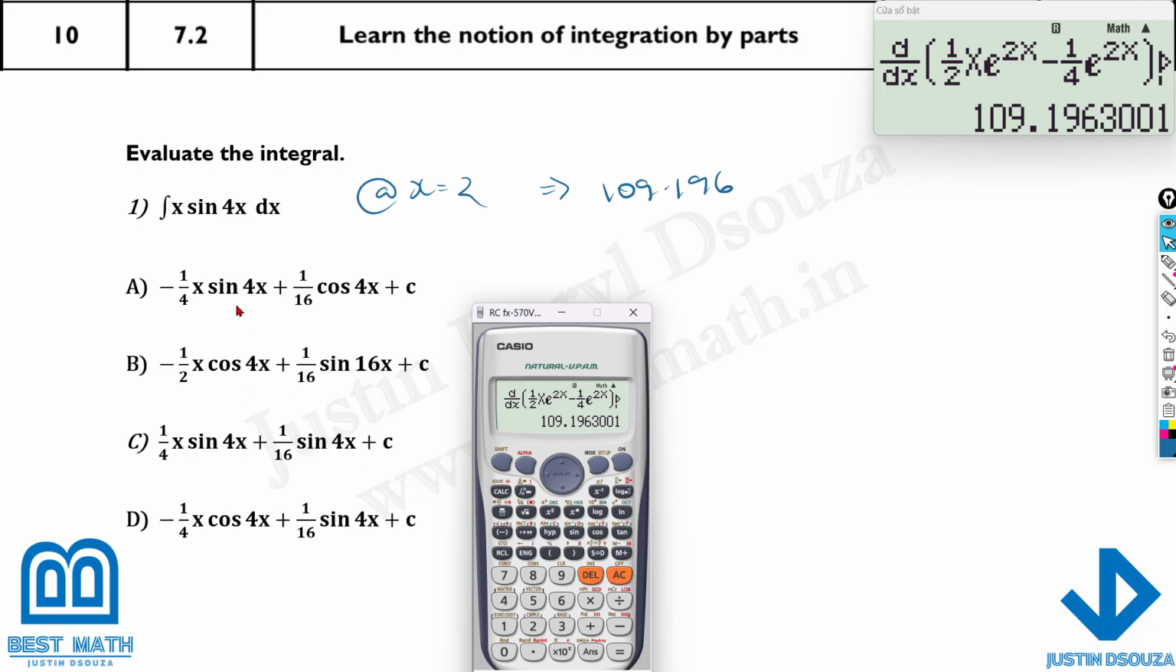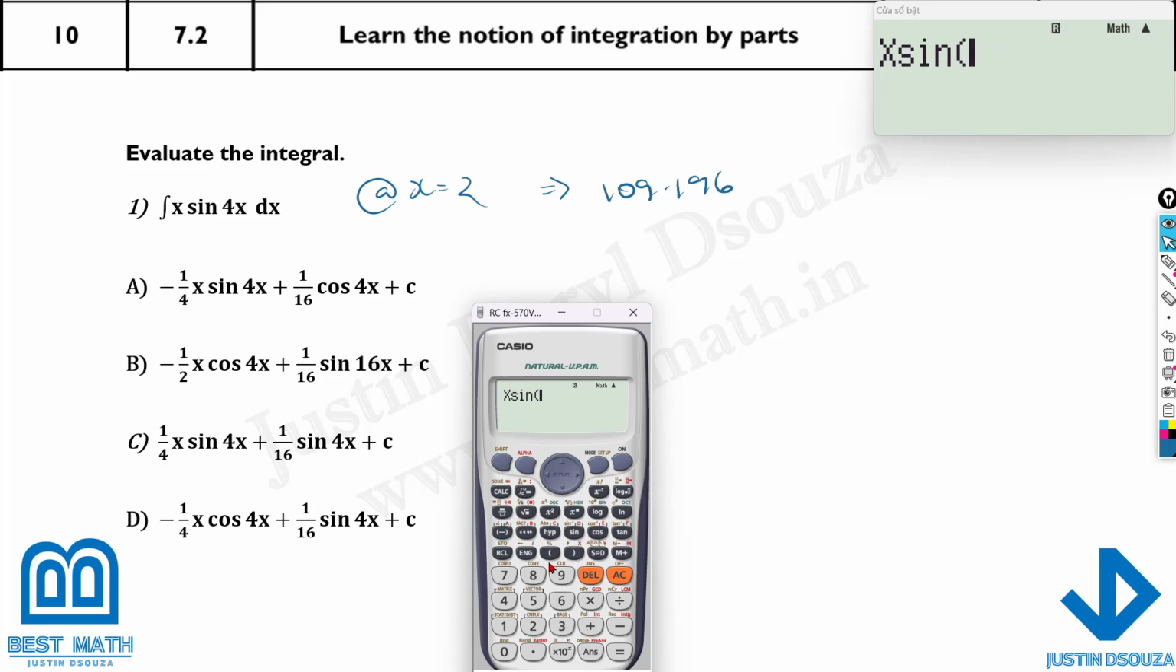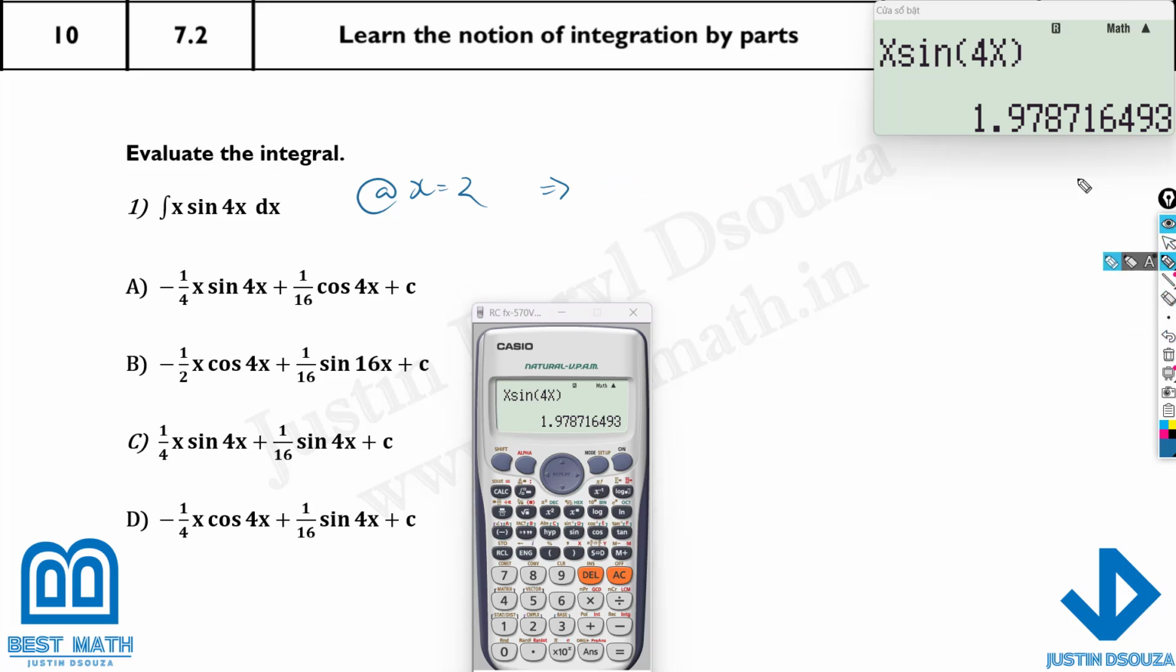How about this one here? It's x sine 4x. So all you need to do is alpha x sine 4x, close the bracket. Calculate this at 2. Now it's in radian mode, so whatever the answer I get, I can just write it out as it is. So it is 1.9787. Now we need to try all the four options.